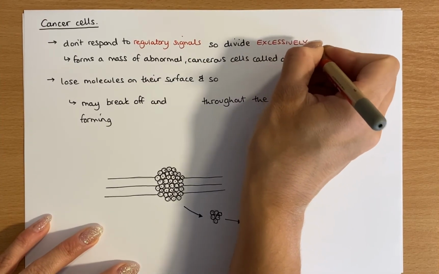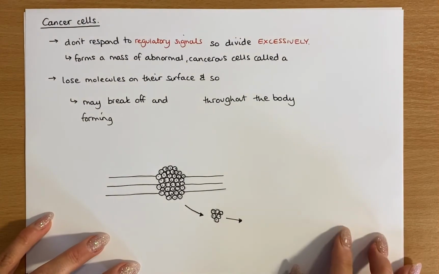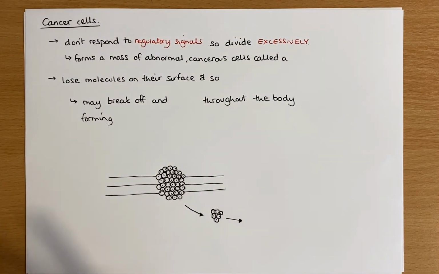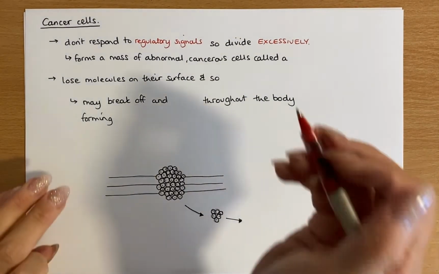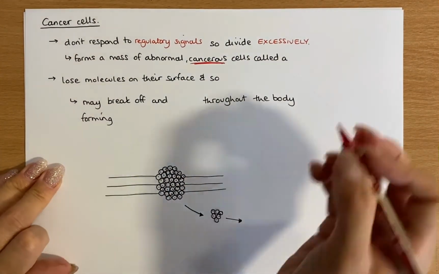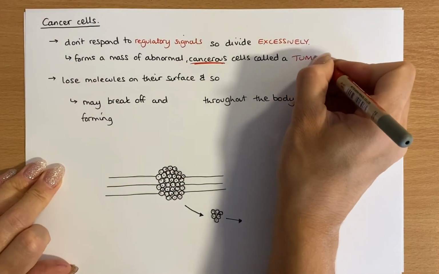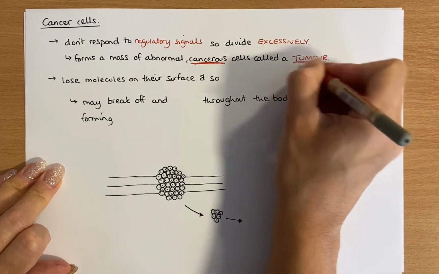So you end up with a huge number of cells that you shouldn't have had. And that forms a mass of abnormal, not typical, cells, which are cancerous cells. And when you get a lump or mass of those abnormal cells, it's called a tumour.